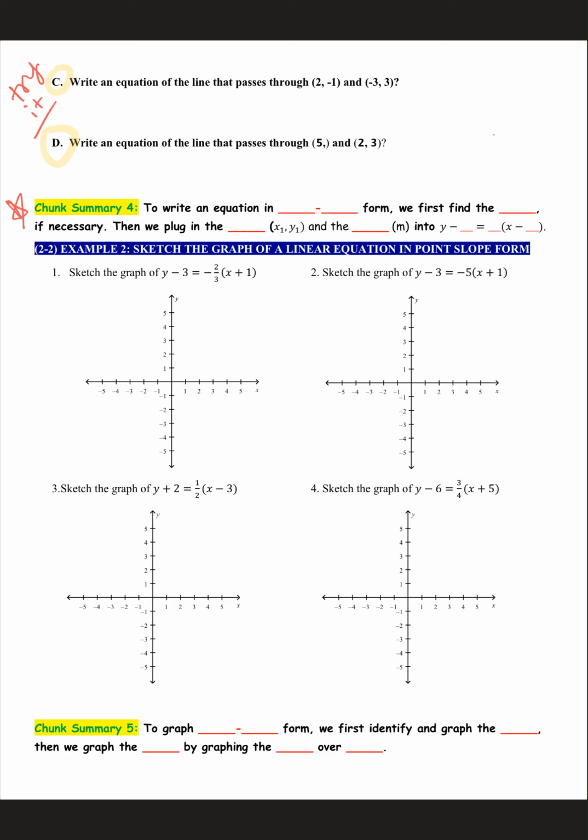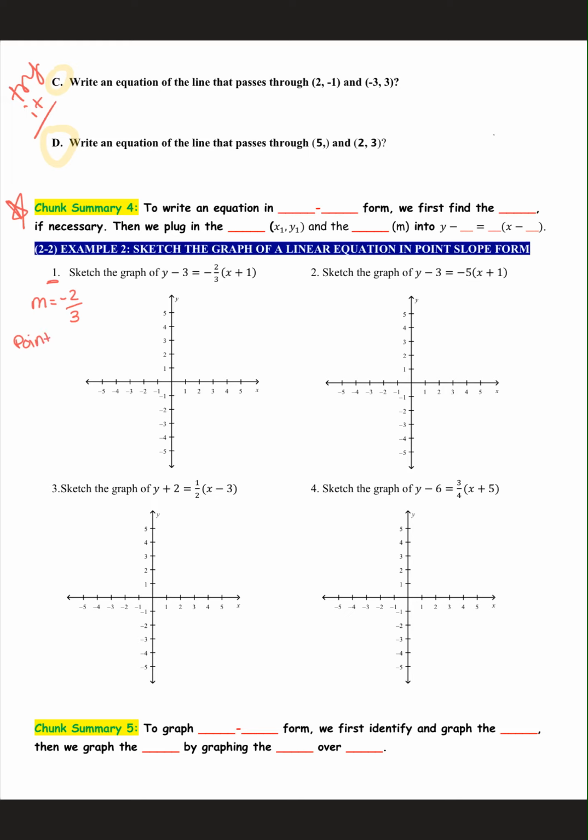Okay, back for the next chunk. So to sketch a linear equation in point-slope form, we need to find out what the point is, what the x1 and the y1 is, and the slope. Now, if you notice, we're always taking the opposite signs of stuff. So if I look at number 1, I know that my m is -2/3. My slope is -2/3, but I need to now know what the point is.